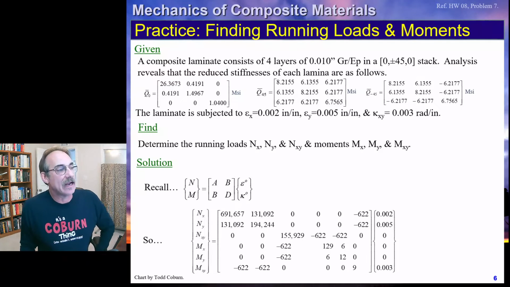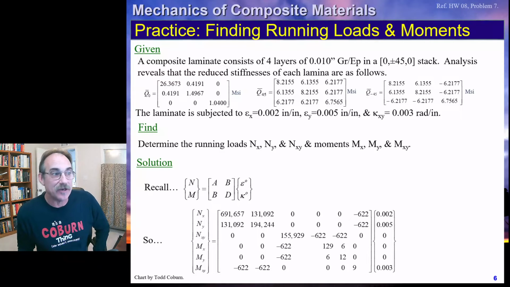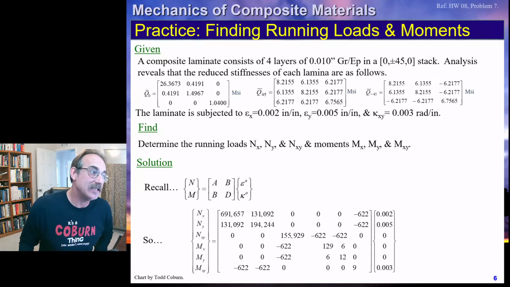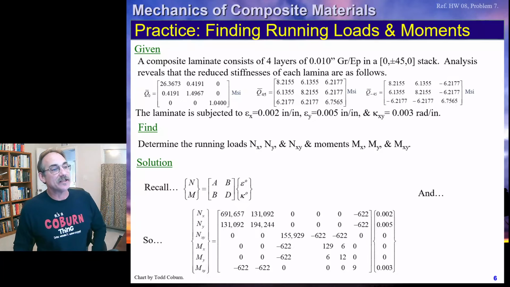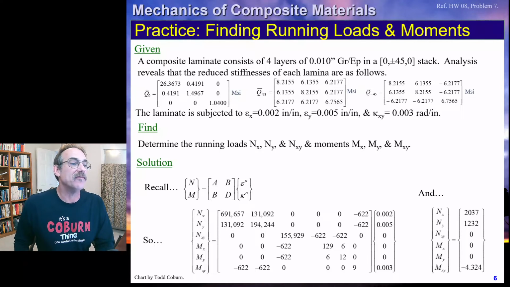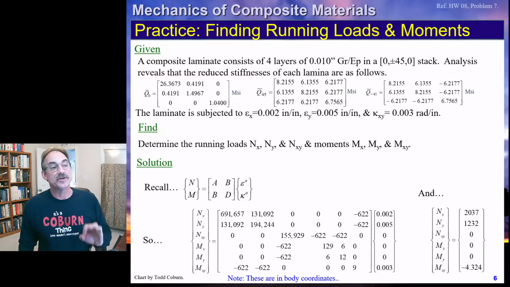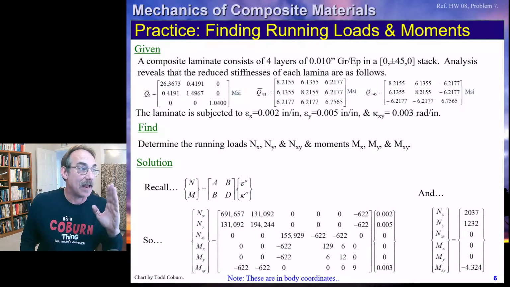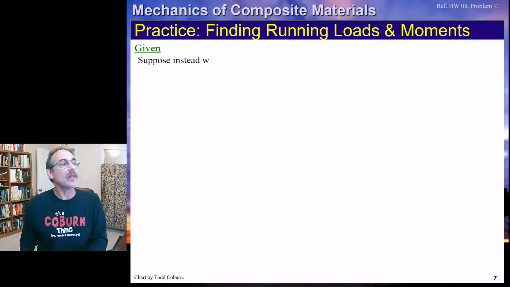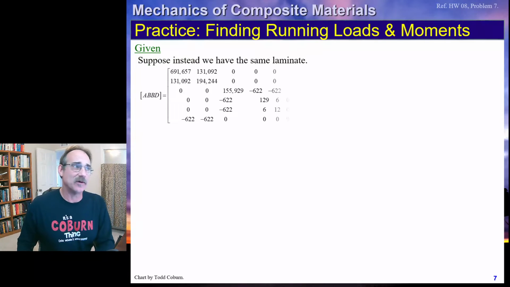So we plug in our ABBD matrix, multiply it by our strains, and that will directly give us our running loads and moments, which we find here. Once again, don't forget, these upper 3 values are pounds per inch now, and the lower 3 values are inch-pounds per inch. Got that? And all these are in body coordinates. So we had body coordinate strains, that gives us body coordinate loading. All right, well that makes sense, at least so far.